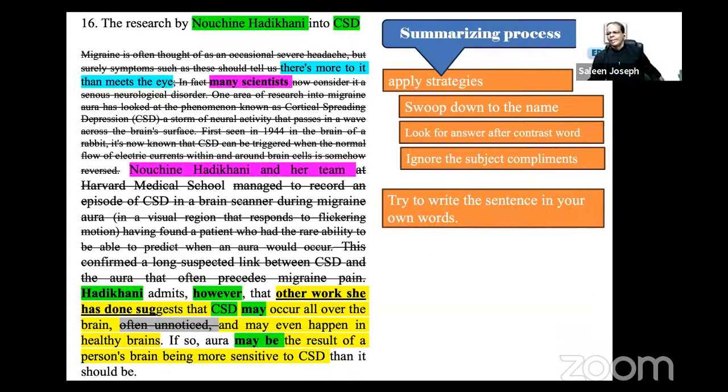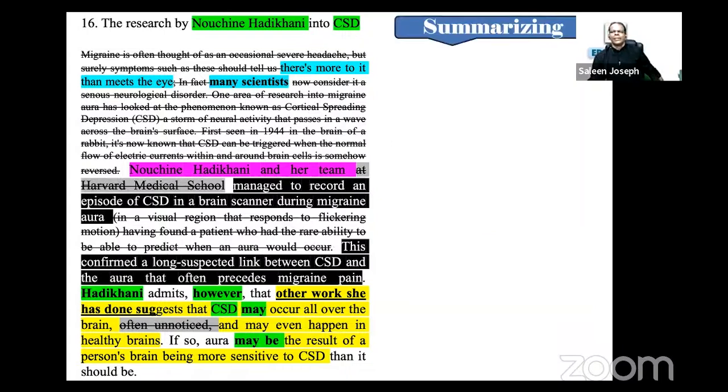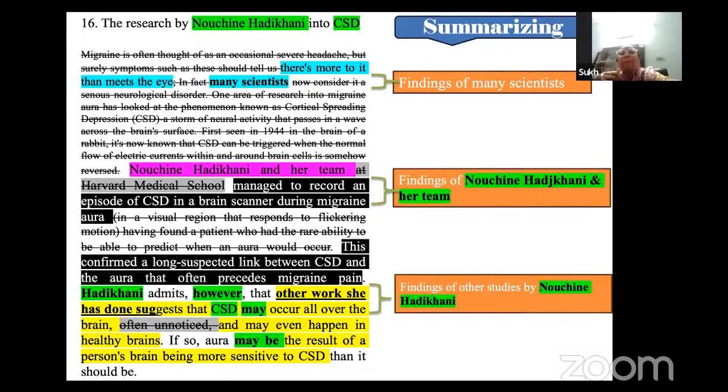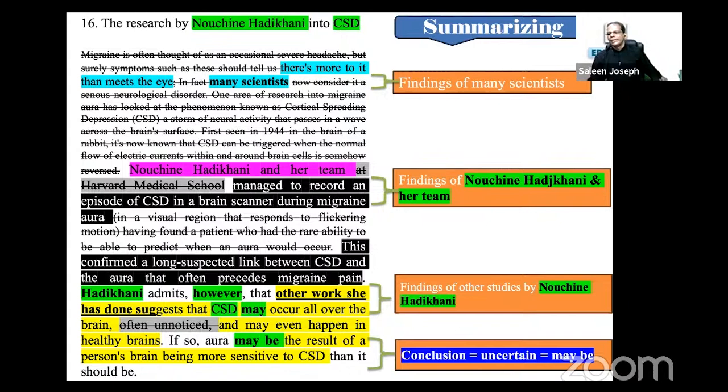Try to write the summary in your own words. Okay, here, once again: findings of many scientists, findings of Nushin Hajkani and her team, findings of other studies by Nushin Hajkani, and conclusion uncertain, maybe. Is that clear? Yes. You need to read to work that out. And I tell you, have patience and do the same material.